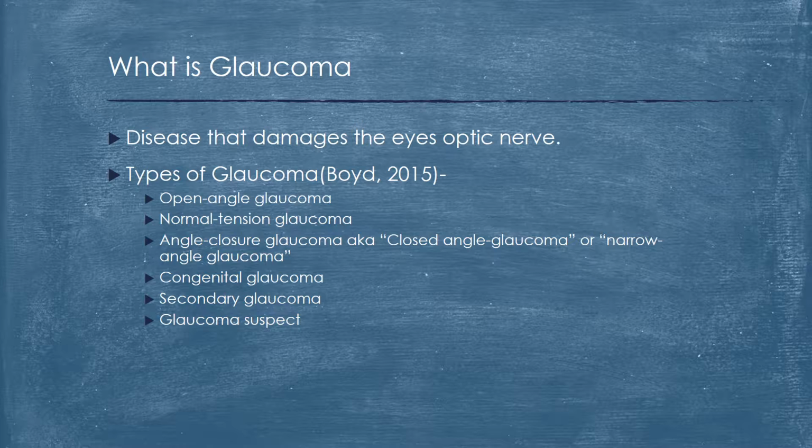Let us begin with what is glaucoma. Glaucoma is a disease that affects the vision by damaging the eye's optic nerve. There are several types of glaucoma. Open-angle glaucoma and angle closure glaucoma are the most common types. The difference between the types is dependent on drainage.